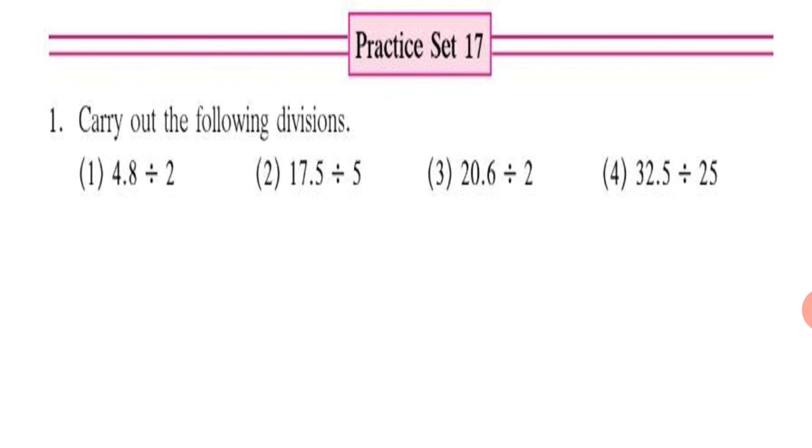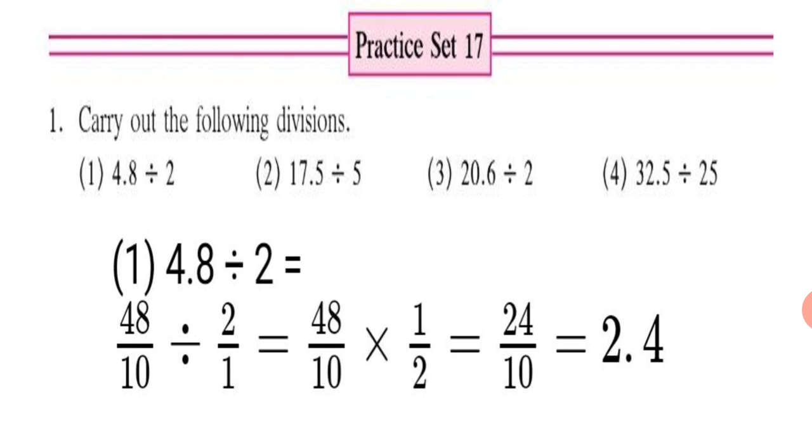Question 1. Carry out the following divisions. There are 4 sums in this. Let's try to solve them. First one, 4.8 divided by 2 equals, now 4.8 we write in common fraction as 48 upon 10 divided by 2 upon 1 is equal to 48 upon 10 into reciprocal 1 upon 2.